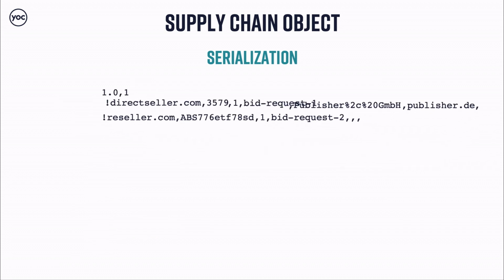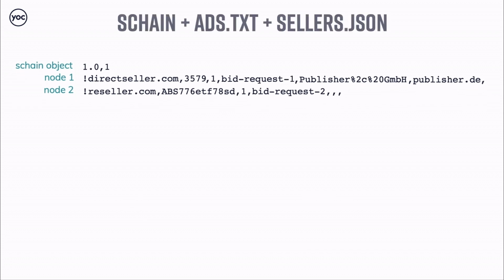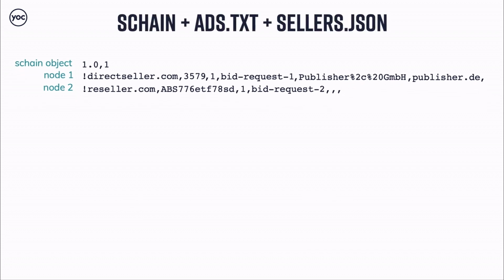This is how it all looks together. Supply chain object, node 1, node 2, looks quite readable. Then how is it all actually connected? We review the sellers.json, we review the supply chain, there's always a connection to ads.txt.